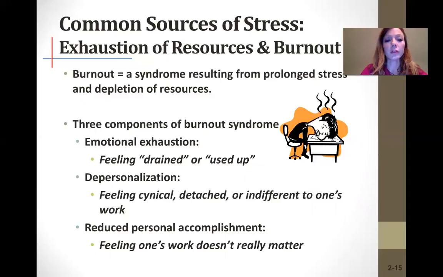Also, stress can set in from burnout. This is a syndrome resulting from prolonged stress and depletion of resources. The three components of burnout syndrome are, first, emotional exhaustion: feeling drained, just used up, you don't have anything else emotionally to give the job. Second, depersonalization: you have apathy, you're indifferent, you don't care what's going on, and cynical feelings can set in. And third, reduced personal accomplishment. You just feel like your work doesn't matter anymore.